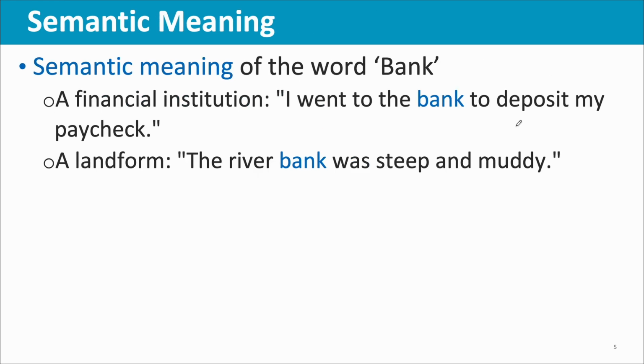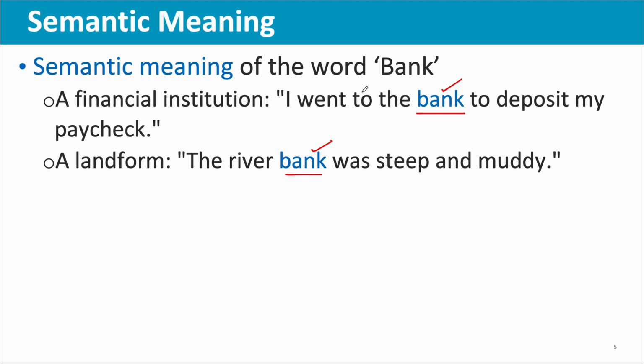Look at these two sentences. The word bank is used in these two sentences: I went to the bank to deposit my paycheck, and the river bank was steep and muddy. So we know that the word is the same, but depending on the context, depending on the other words in that sentence, the meaning is different. That is called the semantic meaning of the word.